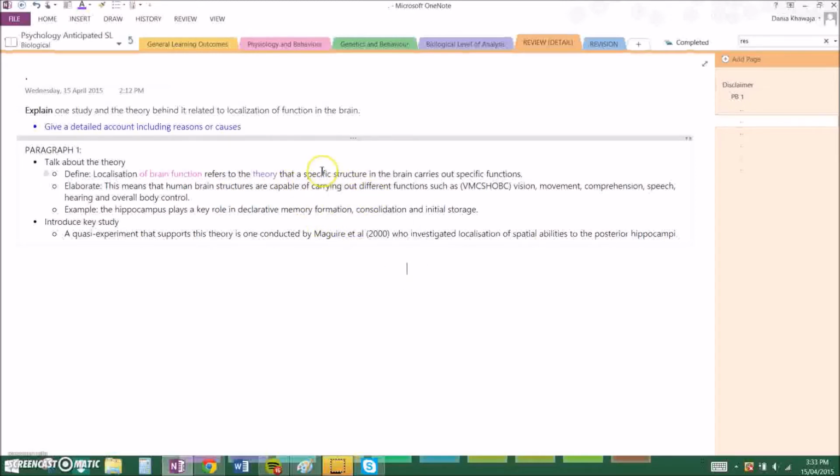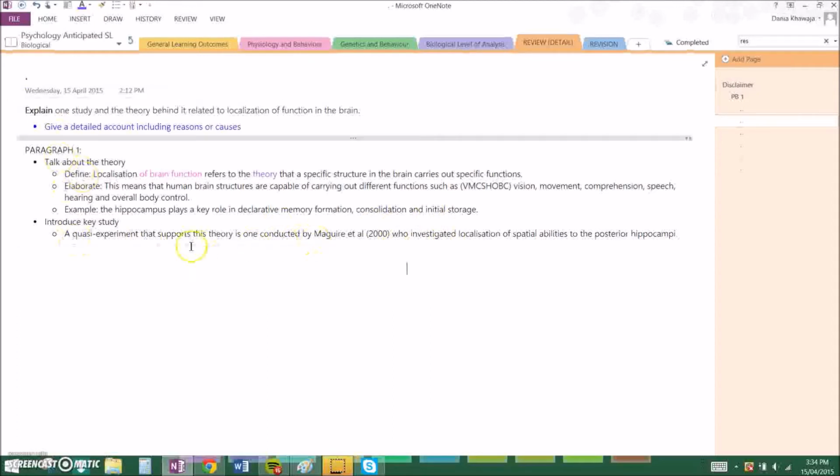Theory that is that a specific structure in the brain carries out specific functions. This means that human brain structures are capable of carrying out different functions such as vision, movement, comprehension, speech, hearing, and overall body control. And provide an example is a must. The hippocampus plays a key role in declarative memory formation, consolidation, and initial storage.